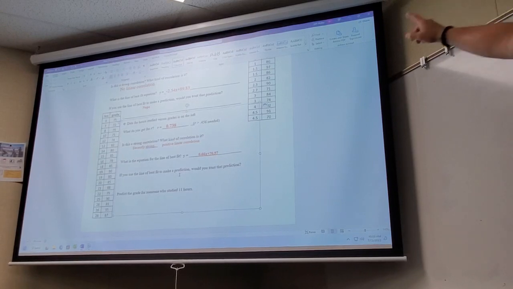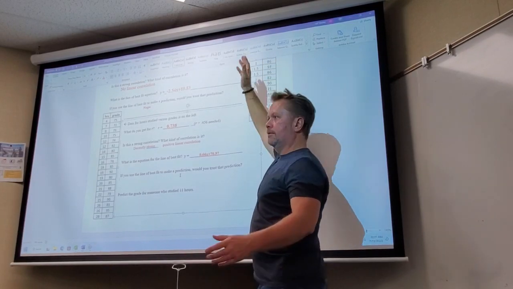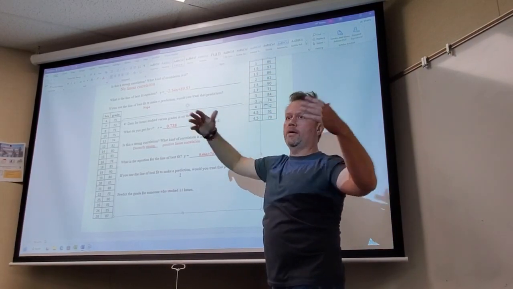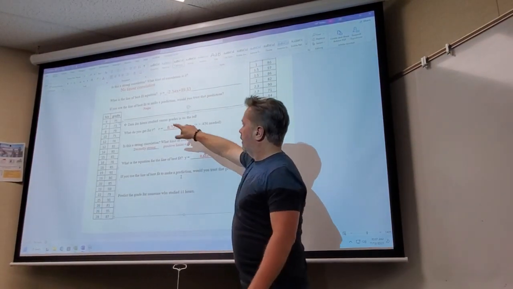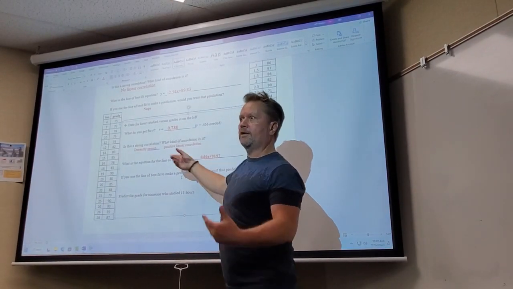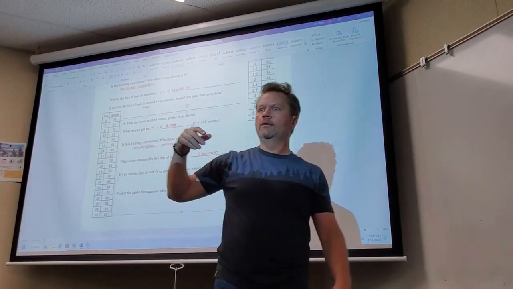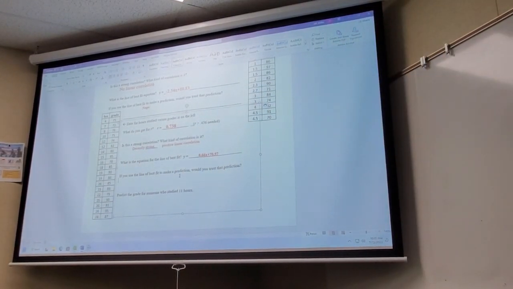So up here for this one, my best guess for anybody is the average grade. That's my best guess for anybody, because that's my best guess, period. Here, the line improves my guess. I don't have to guess the average. I can guess based on how many hours you study. I can trust the line.